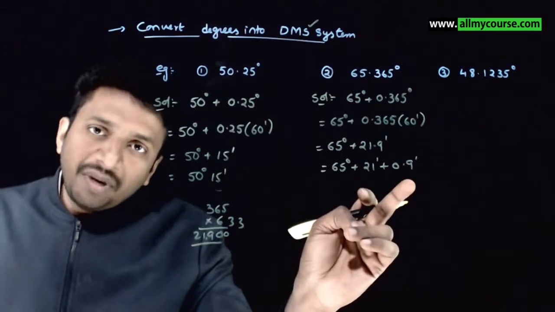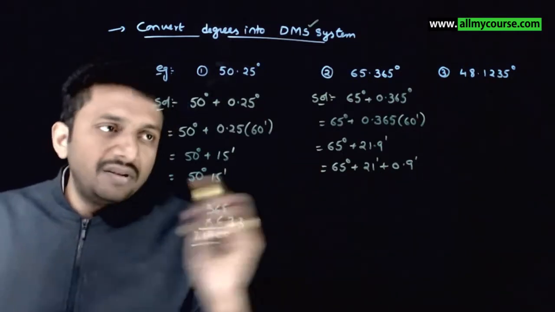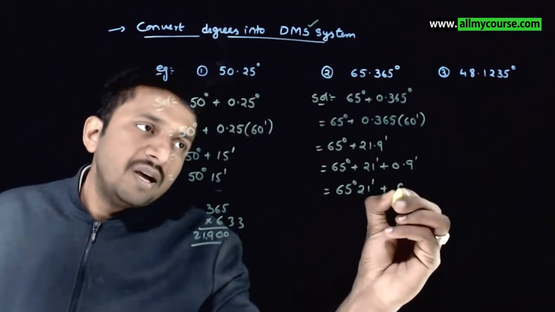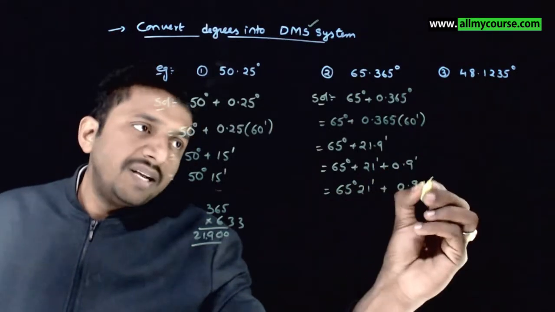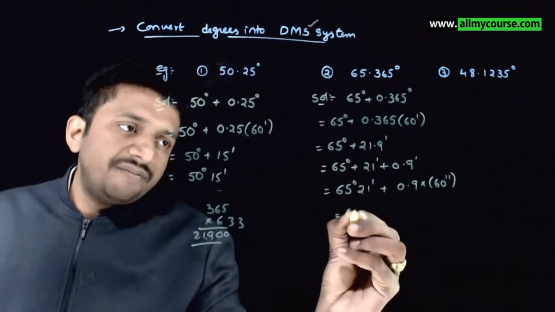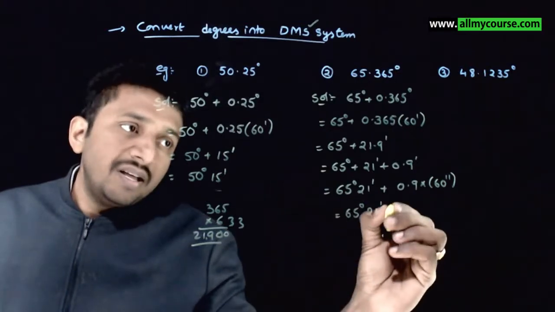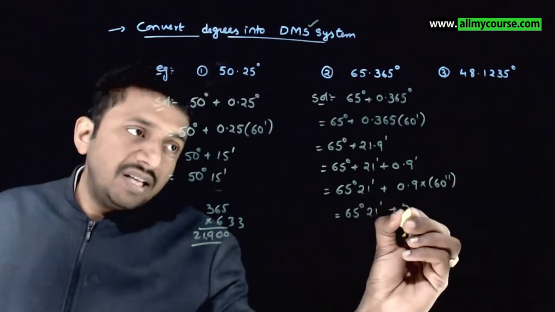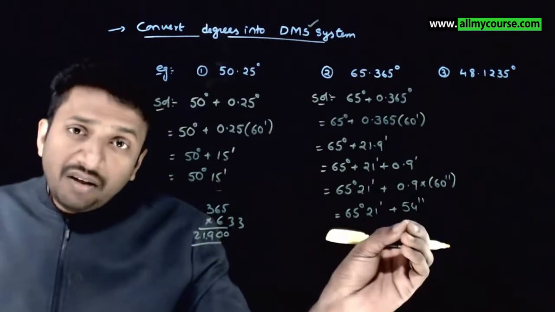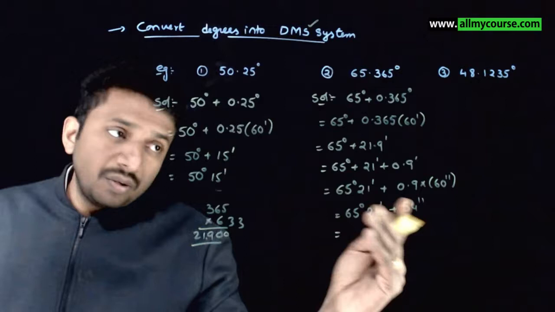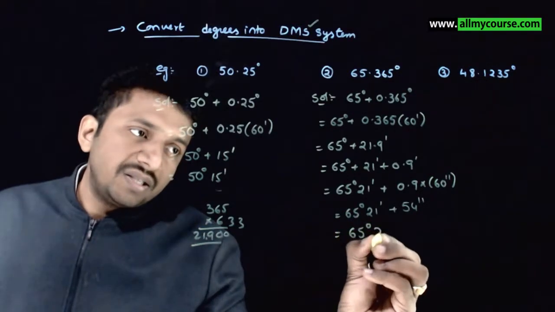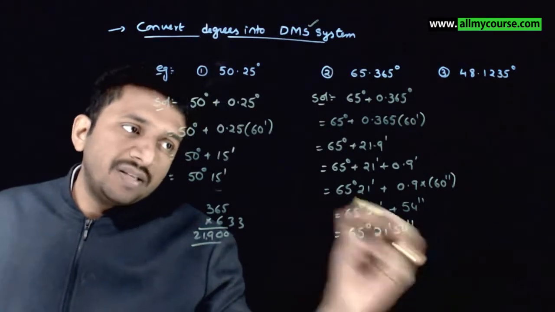Now this fractional minute can be converted into seconds. That's nothing but 65 degrees 21 minutes plus 0.9 times 1 minute, which is 60 seconds, right? That is equal to 65 degrees 21 minutes plus 0.9 times 60, which is 54 seconds. So once you have everything done, you can write it as 65 degrees 21 minutes 54 seconds.